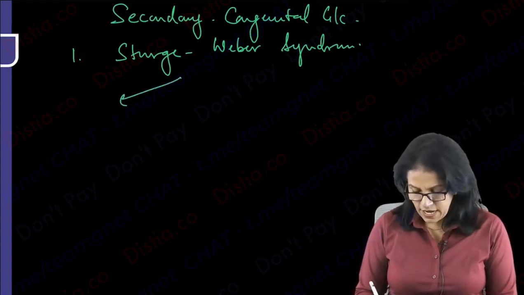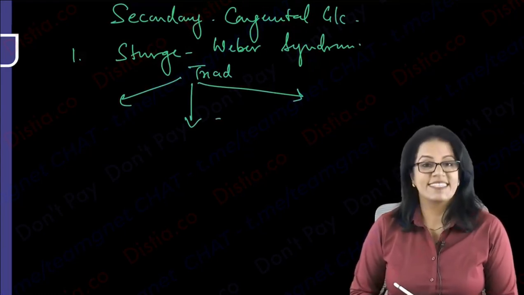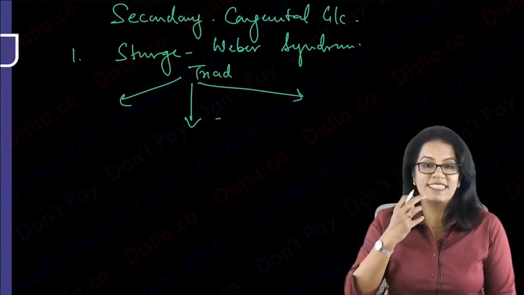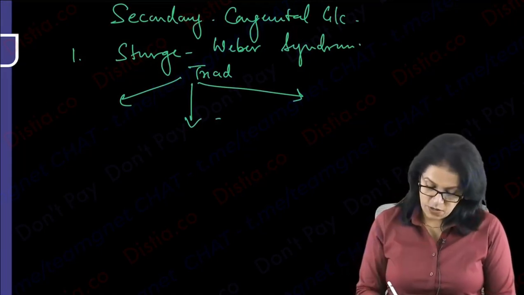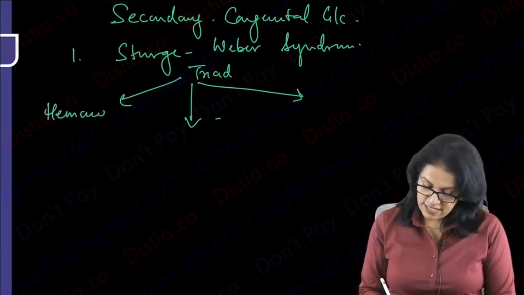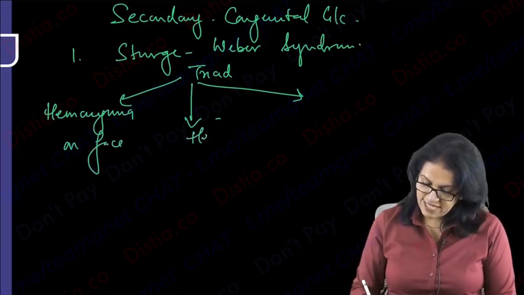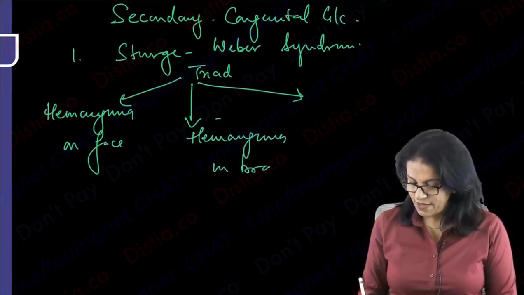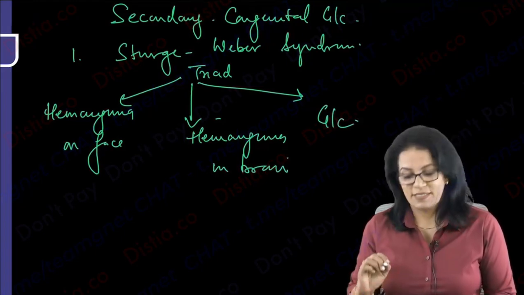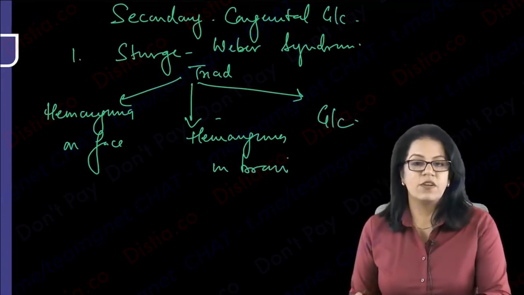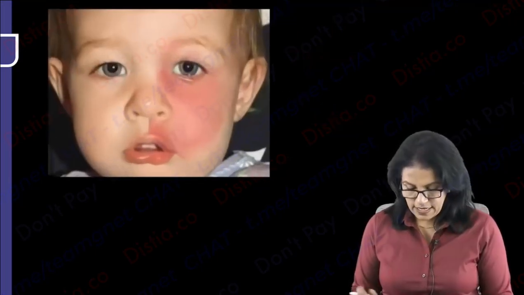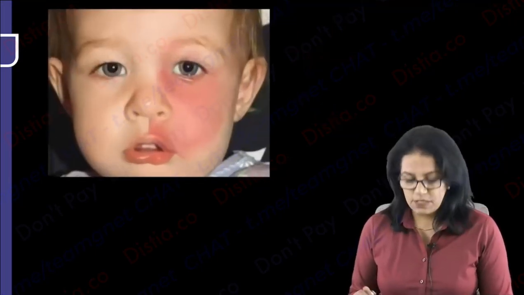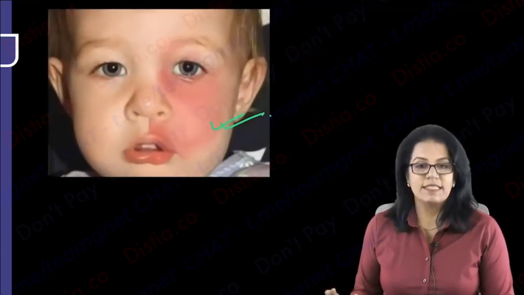Just simple, it is a triad of hemangioma on the face, which is called nevus flammeus. If you remember, it doesn't blanch. So hemangioma in half of the face. Then, just making things simple for you, hemangioma in the brain and glaucoma. Okay, so this is the triad of Sturge-Weber. Have a look. So this is a child with nevus flammeus that we are talking about, that is hemangioma on the face.